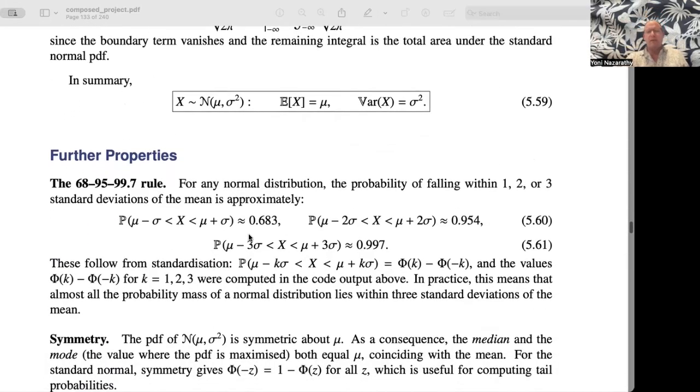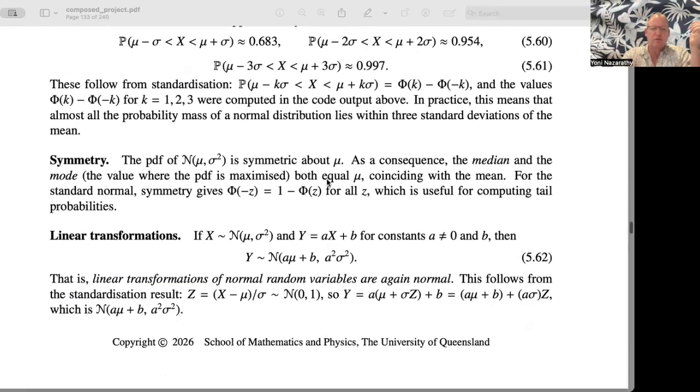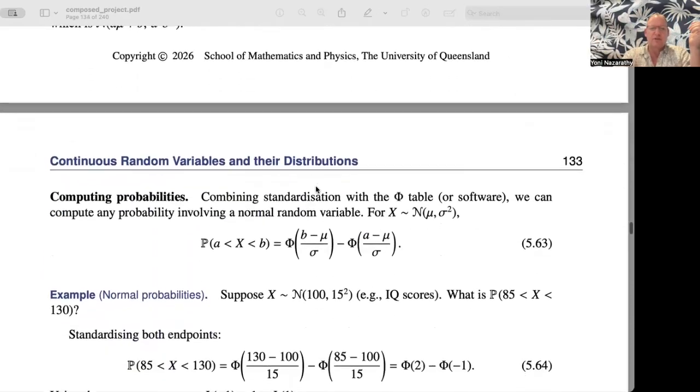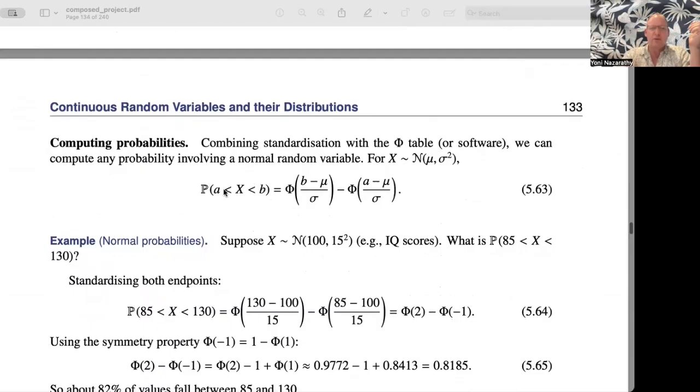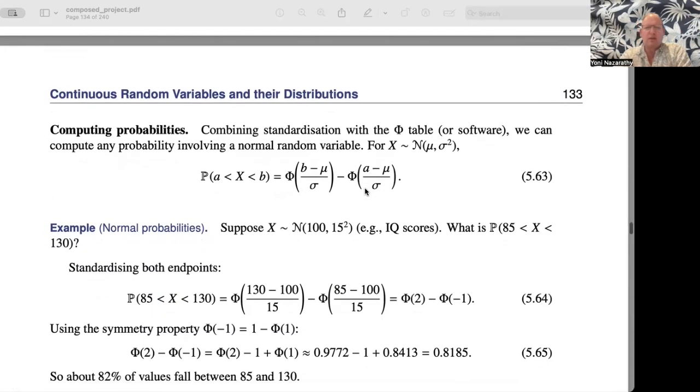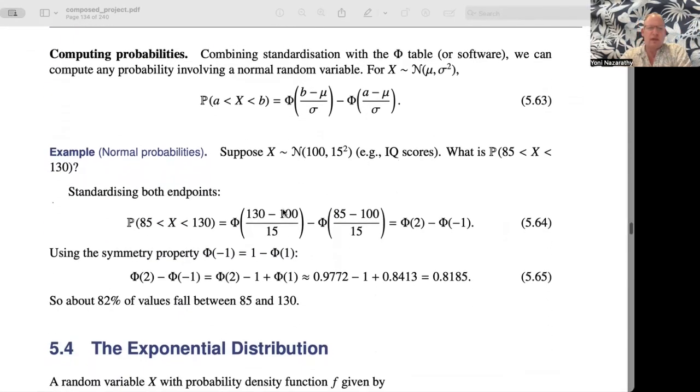Now, the probabilities of being 1 standard deviation away, 2 standard deviations away, 3 standard deviations away from the mean of a normal are generally known numbers, roughly 68%, roughly 95%, and about 99.7%. The normal is symmetric, and linear transformations of a normal are normal. When you compute a probability like this for an arbitrary normal, you can again standardize and do the probability with standard normals. So that's it for the normal distribution.